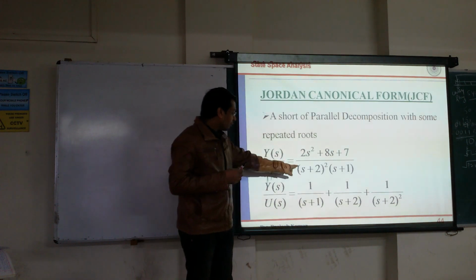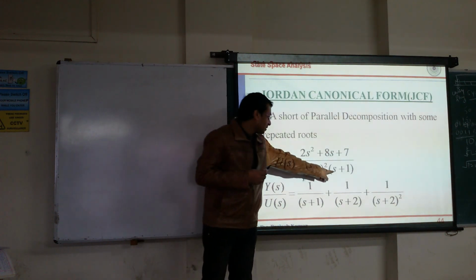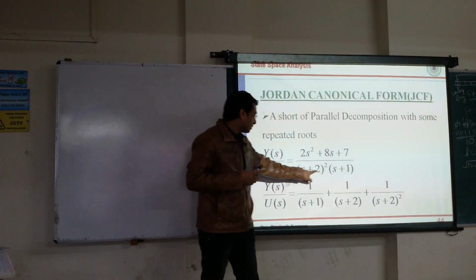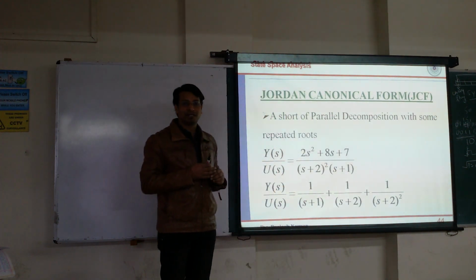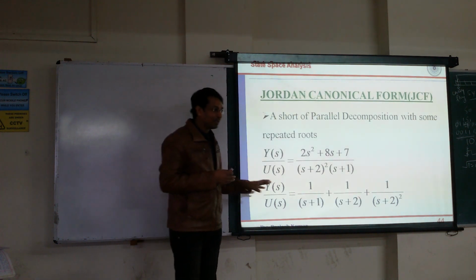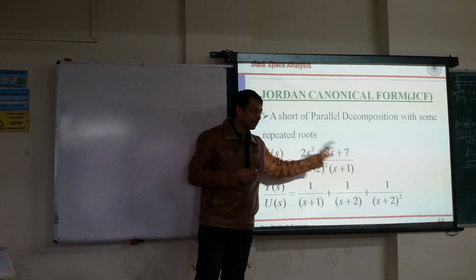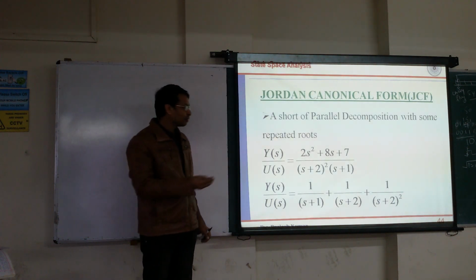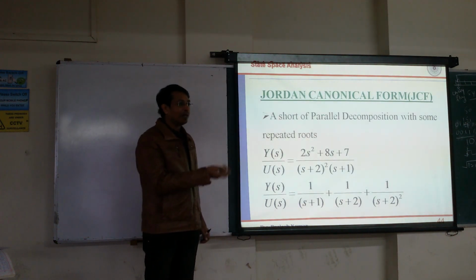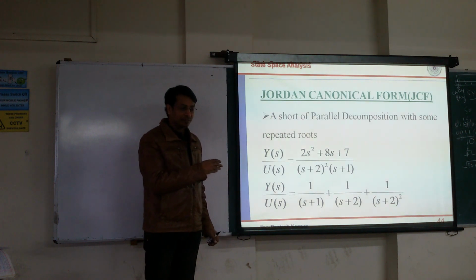So you will perform the partial fraction, you will get this s plus 1 term once, and s plus 2 and s plus 2 square. If you are good enough in mathematics, I am going to assume, then you will get this 1 plus 1 plus 1. Now your aim is to synthesize this first. First you will try to understand this example, and later on we will generalize this case.